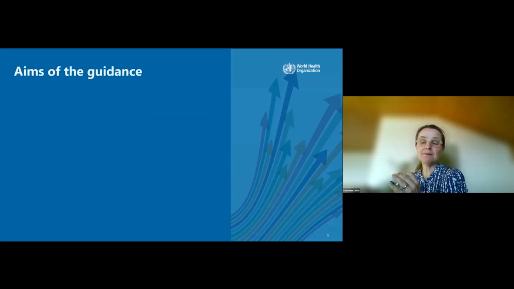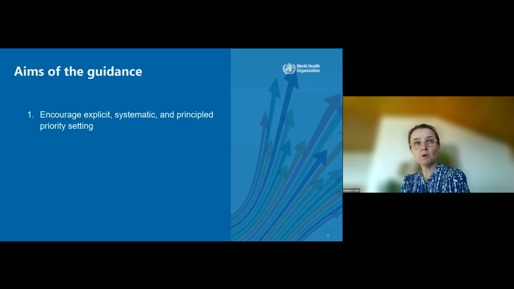Going on to the actual aims of the guidance, it would be interesting to have a discussion whether what we started with is where we've ended up with in terms of the aims of the guidance after this over 2 years process of engagement and development. But really, I think number 1 is to encourage explicit, systematic and principled priority setting. I think we really want people to understand it is technical, but it's also an ethical decision-making process.